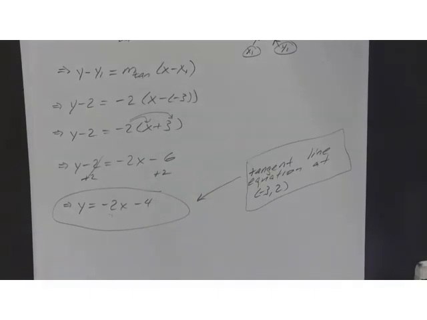Okay, so if you graph your original function, and you want to know exactly what the tangent line would look like at that point, then you just have that one.